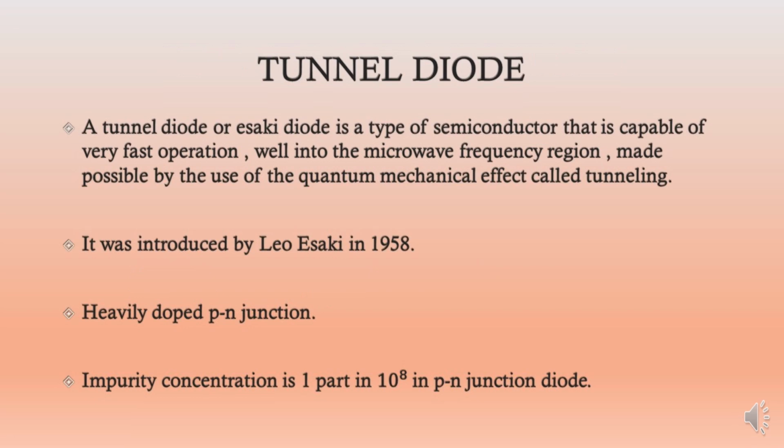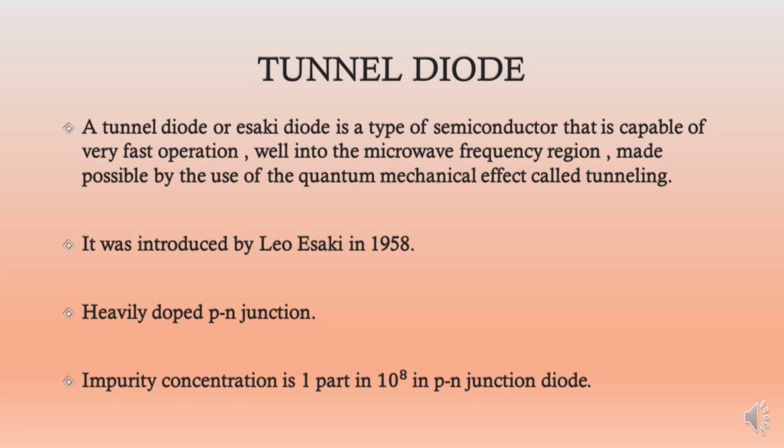A tunnel diode or Esaki diode is a type of semiconductor that is capable of very fast operation, well into the microwave frequency region, made possible by the use of a quantum mechanical effect called tunneling. It was introduced by Leo Esaki in 1958.